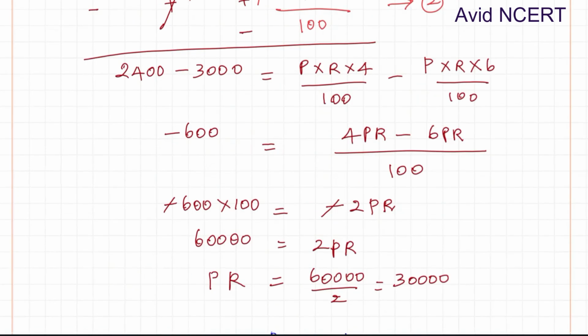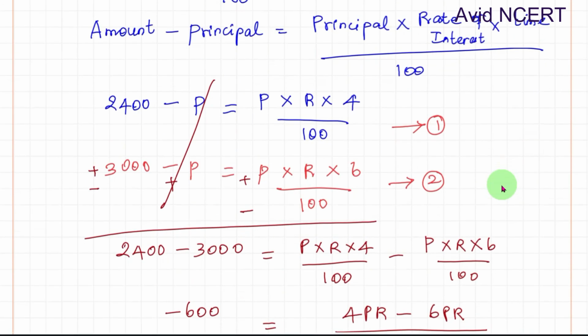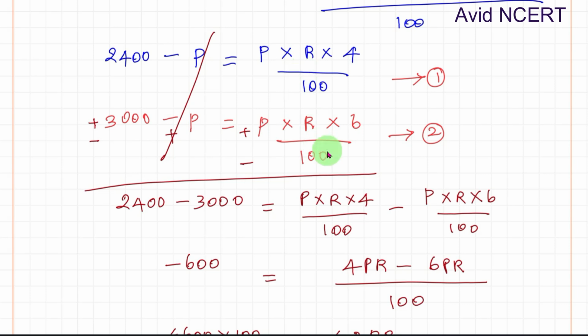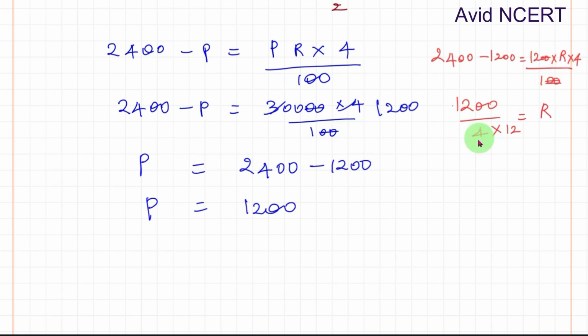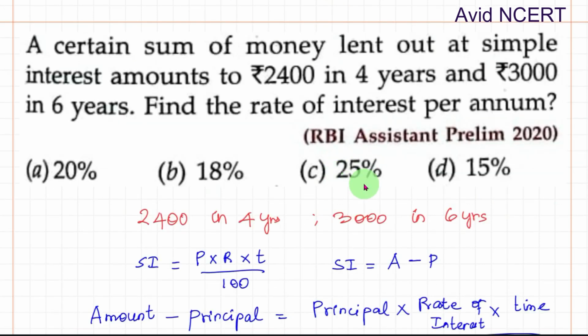Since we have the value of P, we can substitute it in one of the equations again, either 1 or 2. So 2,400 minus P, which is 1,200, equals P, which is 1,200, times R times 4 divided by 100. Simplify it as much as possible. 1,200 divided by 4 times 12 equals R; the 12 and the 4 come below. 12 times 100 is 1,200, and 4 times 25 is 100. So R equals 25%. This R is the 25% rate of interest.